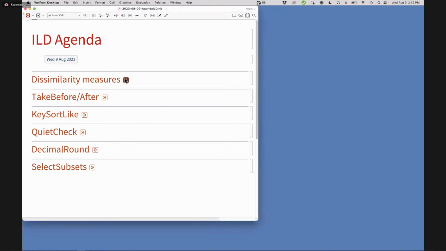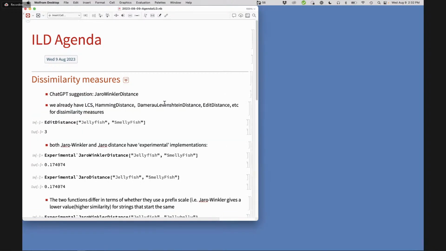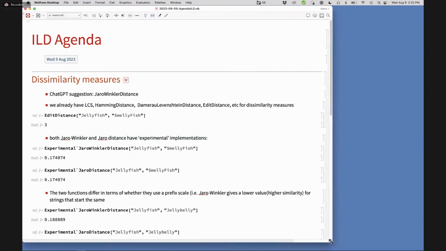Dissimilarity measures. This is rounding out the first set of suggested functions from our ChatGPT plugin. Specifically, it was trying to use Jaro-Winkler distance, which we don't have as a system function, but it turns out we've had it in an experimental context since about 2008. It was added with some of the other dissimilarity measures, and as far as I've been able to dig up, talking to Wen and Rob, it just was never documented, so it was never promoted.